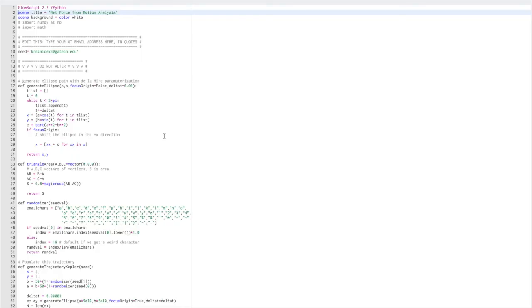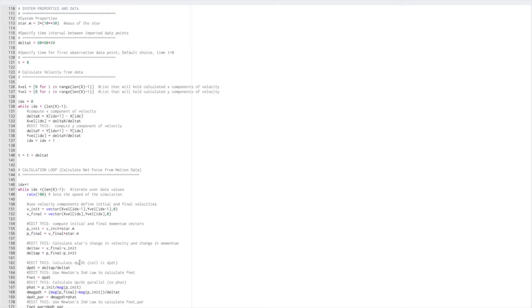Here we have the code for our model. The first part of the code randomizes the position data points based on a seed we input. Next, we have our algorithm for computing the net force. First, we must input the star's mass, which we know is equal to 2 times 10 to the 30 kilograms. Next, we must specify a delta t, which is a time interval between our data points. In our case, delta t is equal to 1 day.